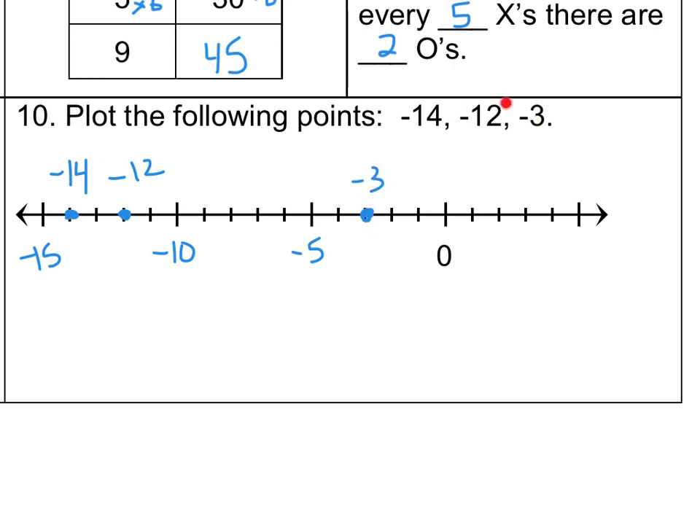And then when I did -12, I should not have counted over 12 times. Okay, that's too much work. What I should have done is gone to -10 and then counted 2 more. So hopefully you did that. You went to -10, then 2 more to get to -12. And then for -14, I just did 2 more than -12. Some of you may have gone to -15 and back 1. That would work. So that's plotting our negative numbers.